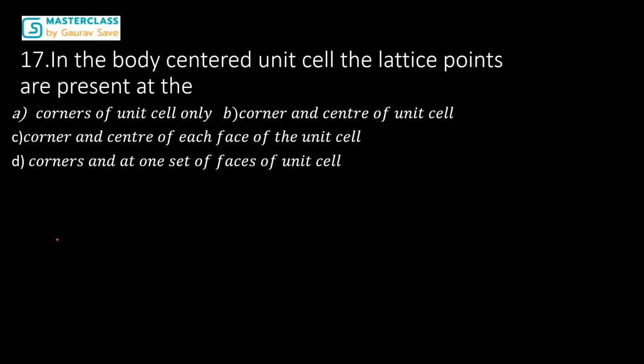Let's move towards second question, question number 17. In body centered unit cell, lattice points are present at. Now, in body centered unit cell, lattice points are present at the corner and at the same time at center of the cube. So each atom is present at corners as well as one atom is present at the center. So contribution of corner atom is 1/8 and contribution of central atom is 1. So the correct answer is corners and center of the unit cell. Option B is the correct answer over here.